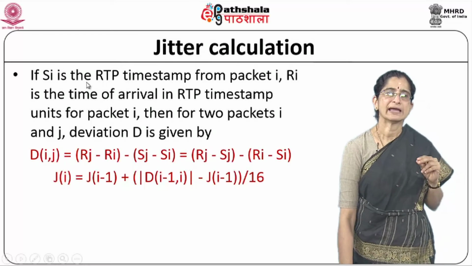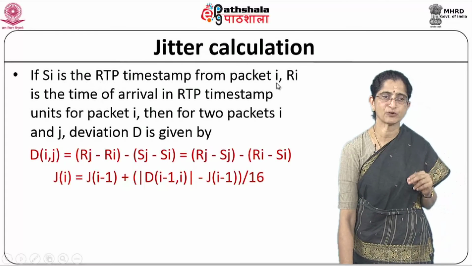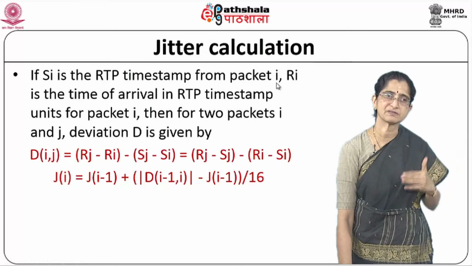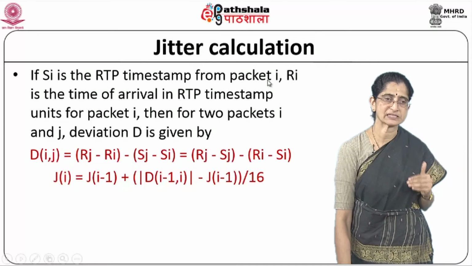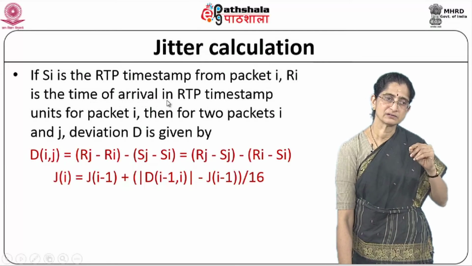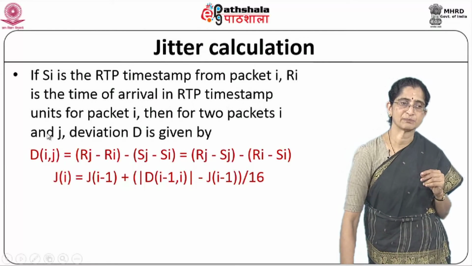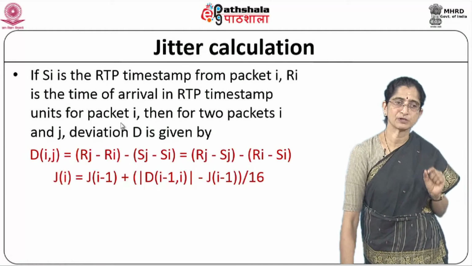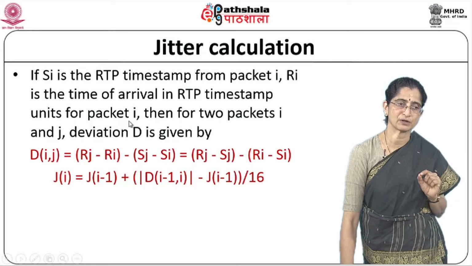So let us say Si is the RTP timestamp for packet i. When the RTP packet is received, the timestamp on that packet was Si. Ri is the time of arrival, in RTP timestamp units, for packet i. Let us say Ri is the time of arrival of that particular packet.